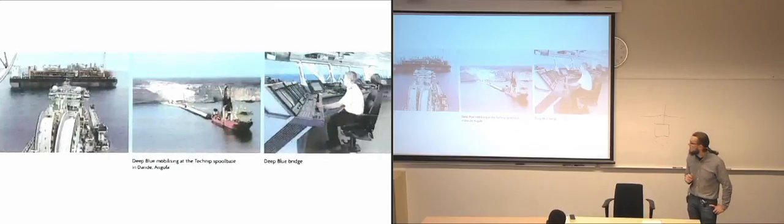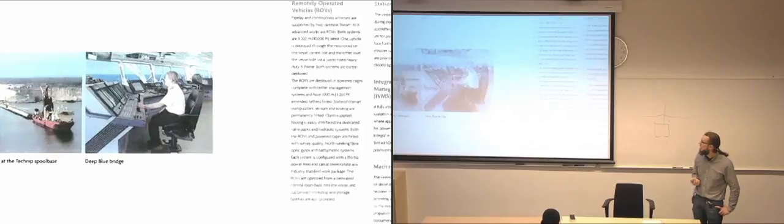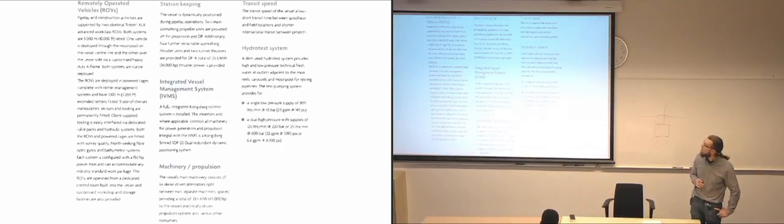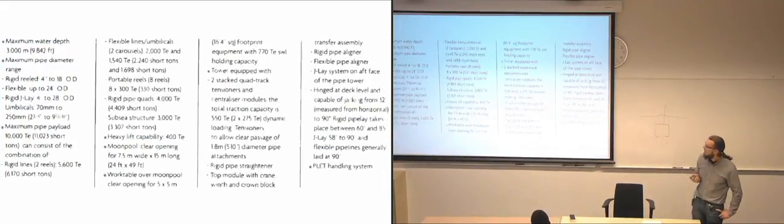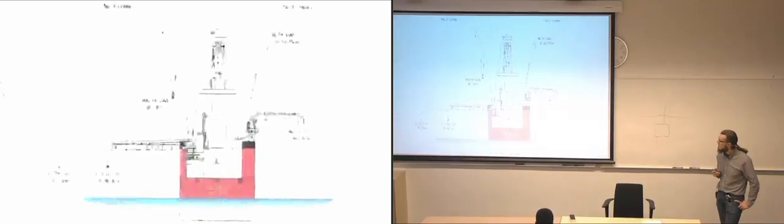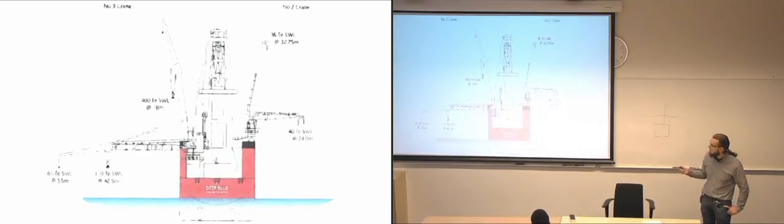A couple of more pictures from the vessel. And some more information. Let's see if there was anything relevant to us here. Even more pictures. Maximum water depth, 3,000 meters. And it's a little bit about the work table over the moon pools, the J-lay systems, so everything like that. Here we can see sort of how the crane booms can reach over the sides. So that's nice to see.